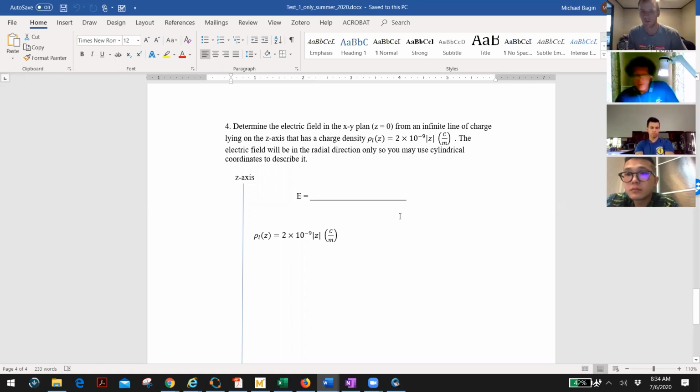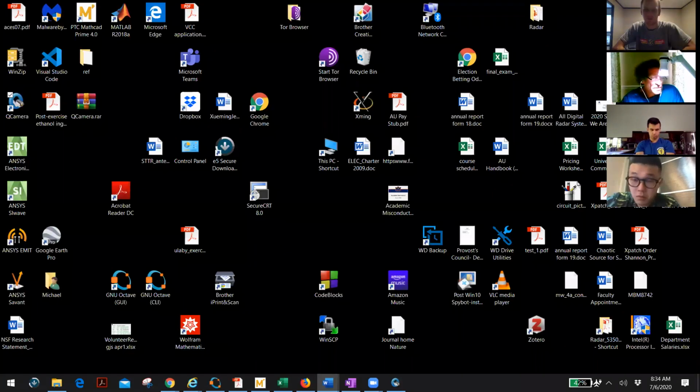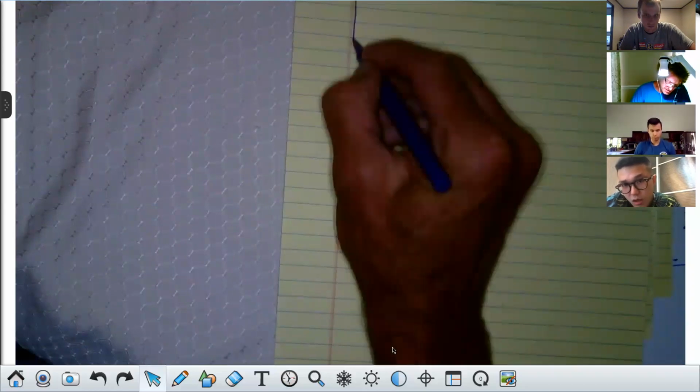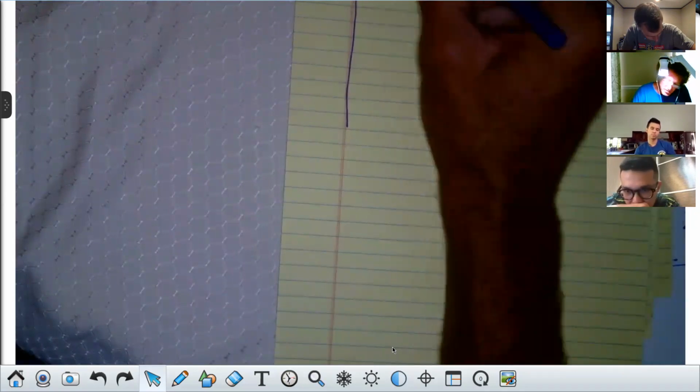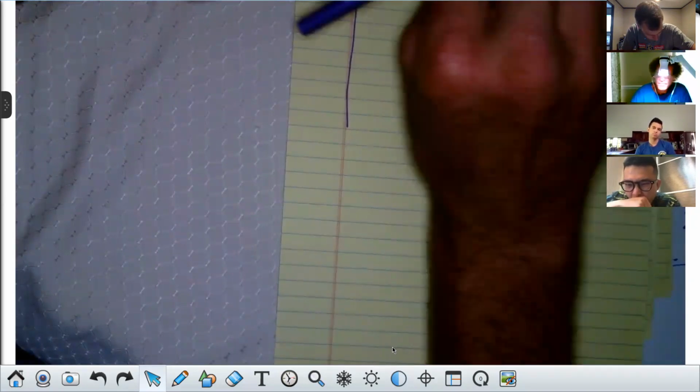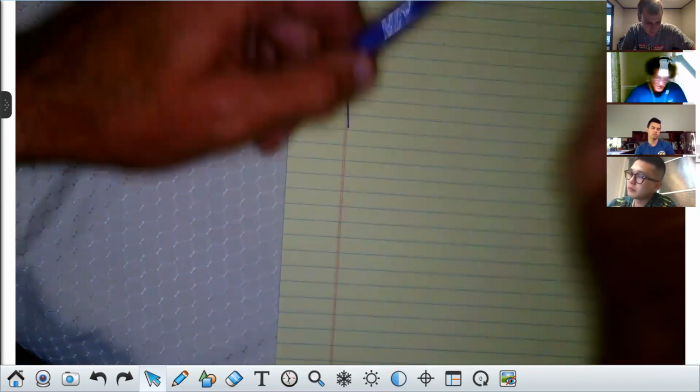All right, so for this, I'll put this over here. What I'm going to do is first get the doc cam back up. I'll go ahead and try to draw this. This is the charge density, rho L, and it's equal to some constant. Hold on. 2 times 10 to the minus 9 times the magnitude of z.